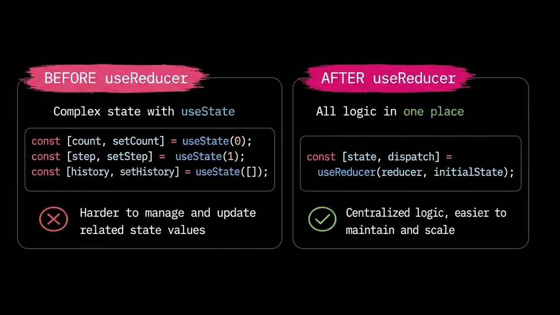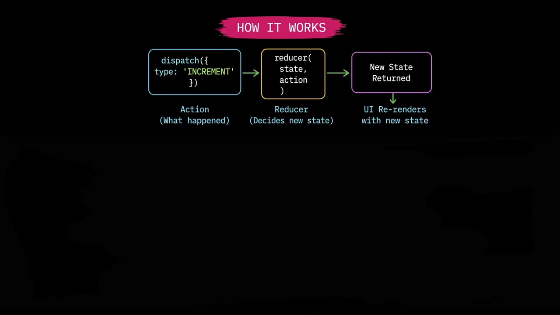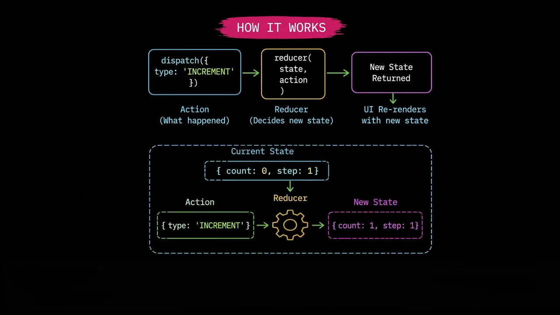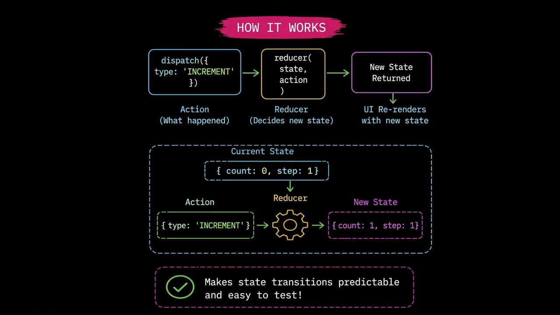Look at how beautifully it structures a multi-option counter. How it works: instead of updating values directly, you lay out a dispatch workflow. Dispatch an action. The UI sends a statement like type equals increment. The reducer decides. The central reducer function evaluates the action type and calculates the brand new state cleanly. UI updates. The centralized, isolated logic updates predictably, making debugging and testing a breeze.